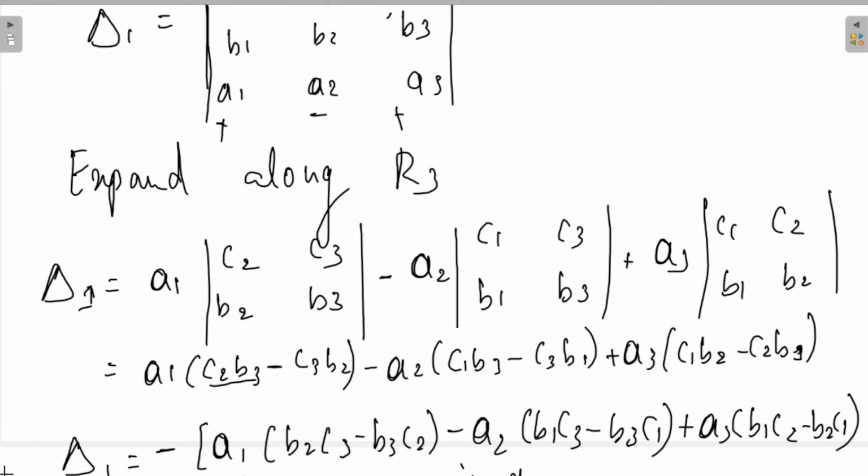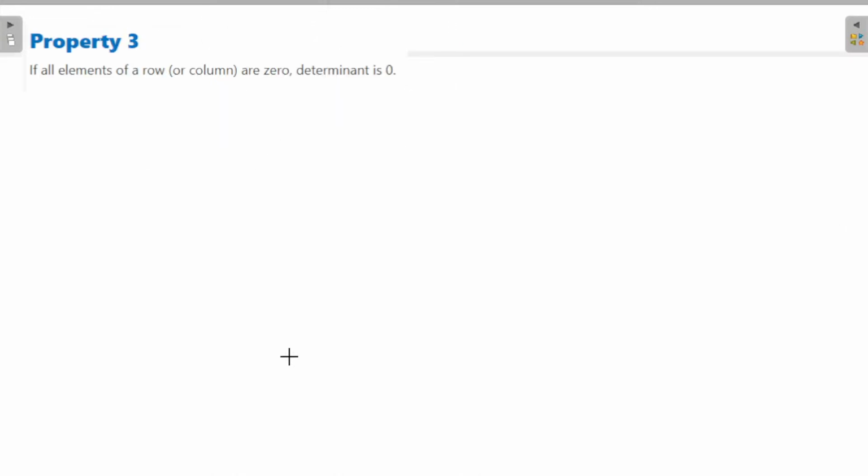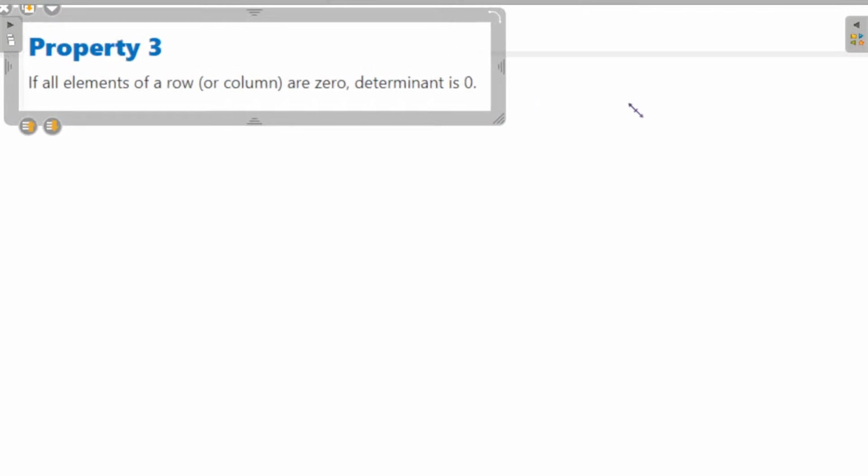Is that clear to everyone? If you are not understanding, first find the determinant as usual, take the minus common and write as usual the determinant delta, and you will get the answer. Is that second property clear? Now coming to the third property, the simple property. The second was not simple, the third is simple.